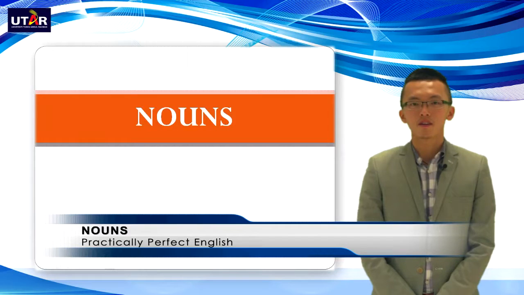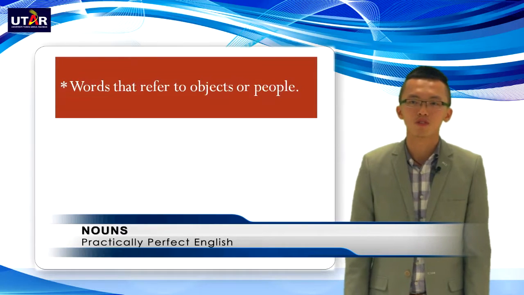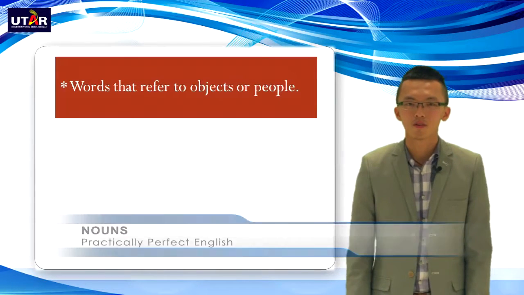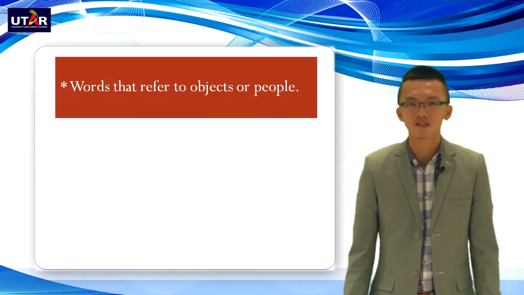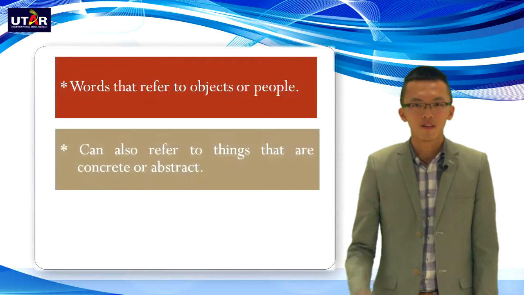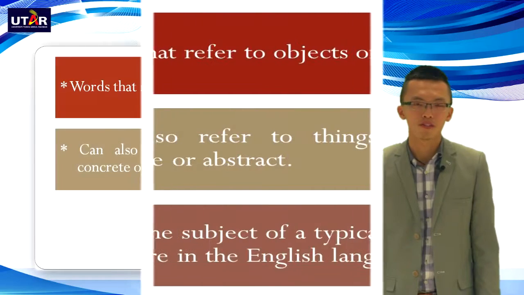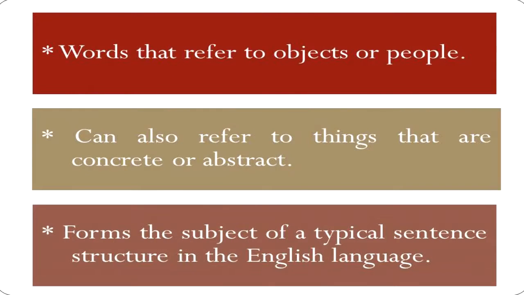First, let me introduce you to the definition of nouns. Nouns are basically words that are used to describe objects, things, or people. For example, buildings, cars, the names of people, they are all classified as nouns. Nouns are also used to describe abstract or concrete items. For example, the abstract concept of love, feelings, emotions, or concrete things like chairs and tables.